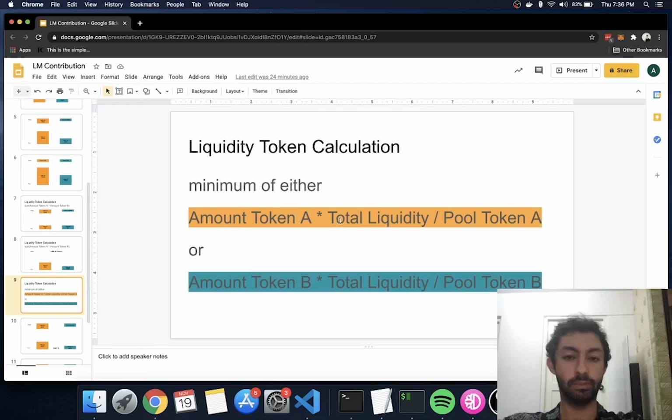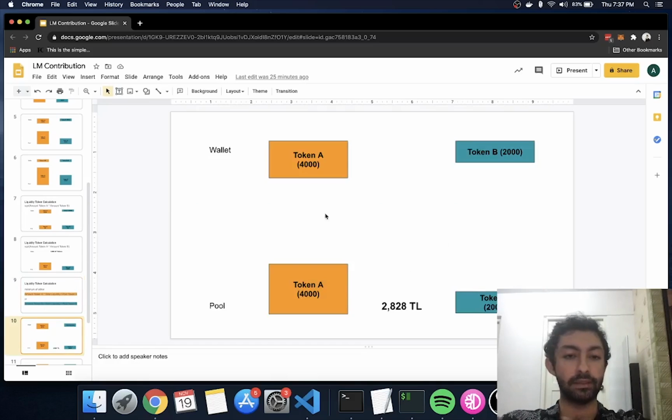Okay. So let's say the pool's not empty. Let's say the pool already has some liquidity inside it. What do we do in this case? Well, in this case, it gets a little bit more complicated. We will take the minimum of either the amount of token A that the user is putting in times the total amount of liquidity in the pool divided by the amount of token A inside the pool. Either this or the same for token B. So we do this calculation for token B and we see which one of these is less, and then we give that as the LP token to the user.